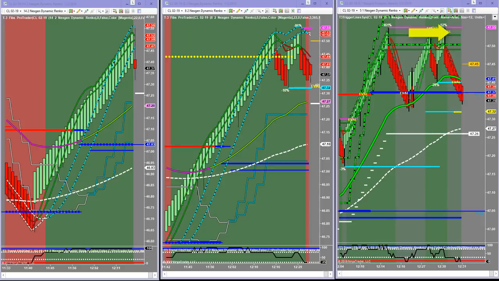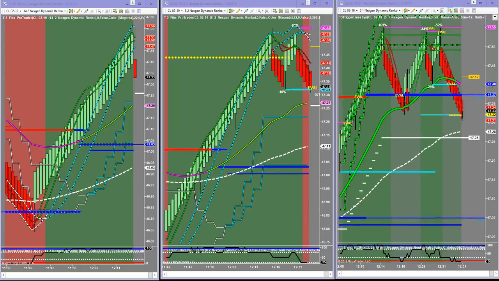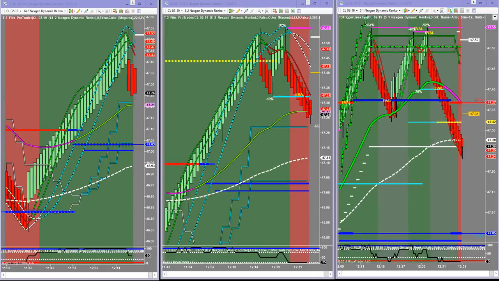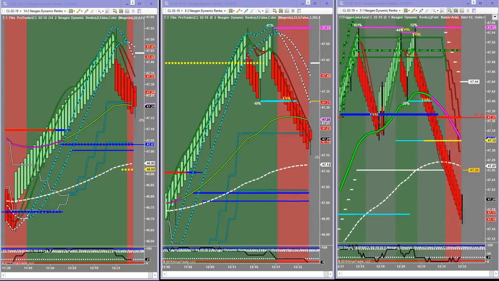And if we do fail, like you see here, we're not going to take any more trend trade longs because we typically will go down at least to the mid band on the large chart before we kind of revamp and figure out whether we're going to continue higher or not.